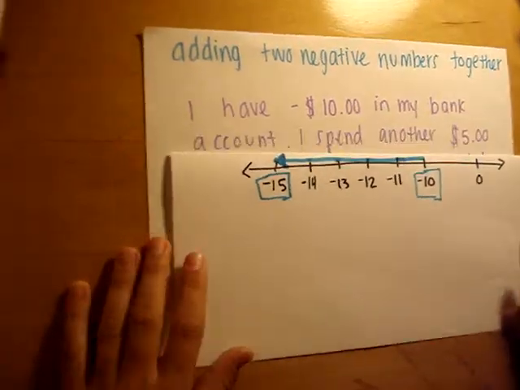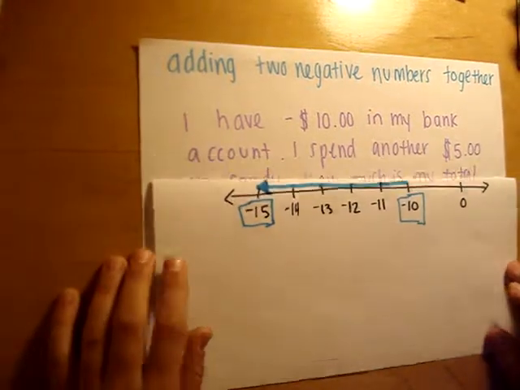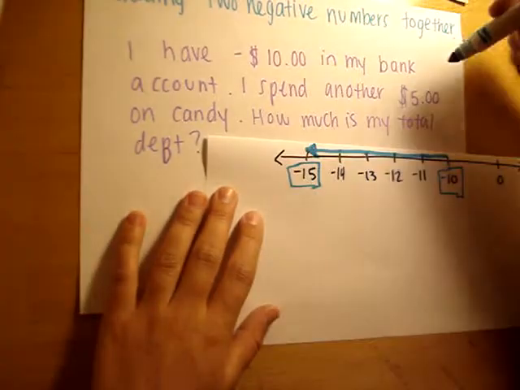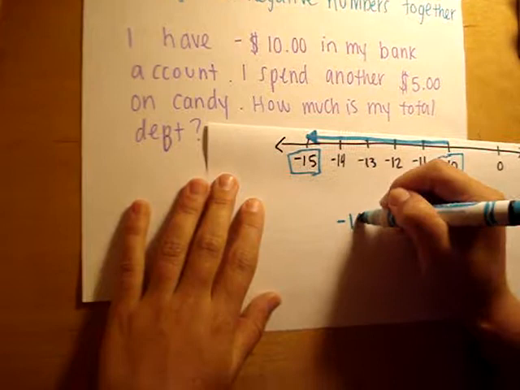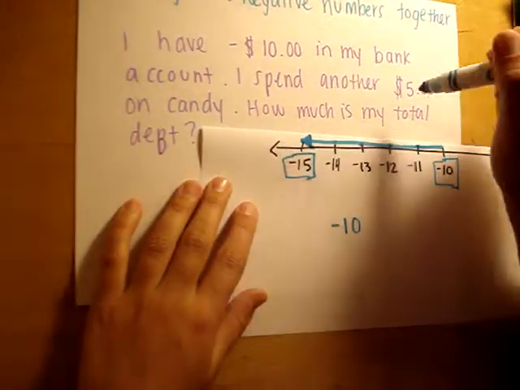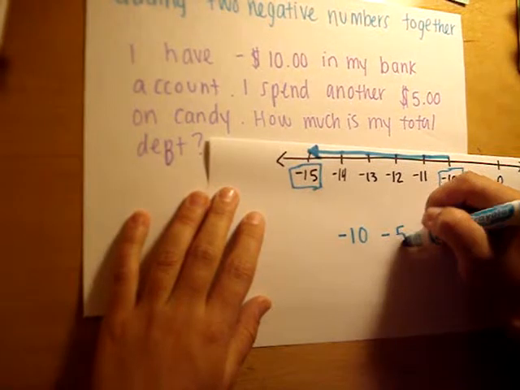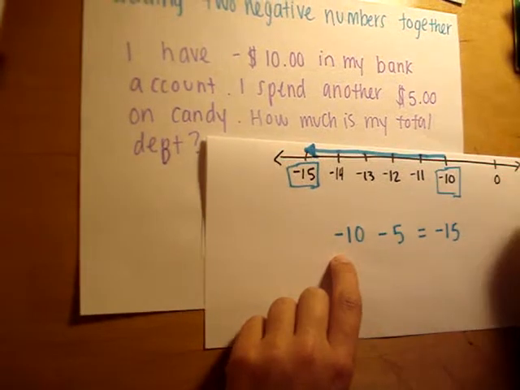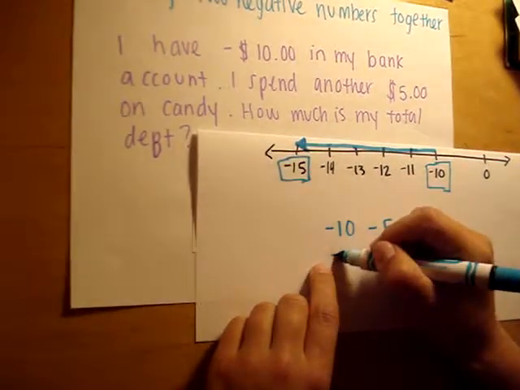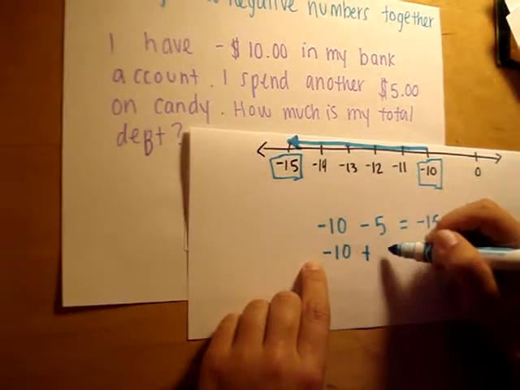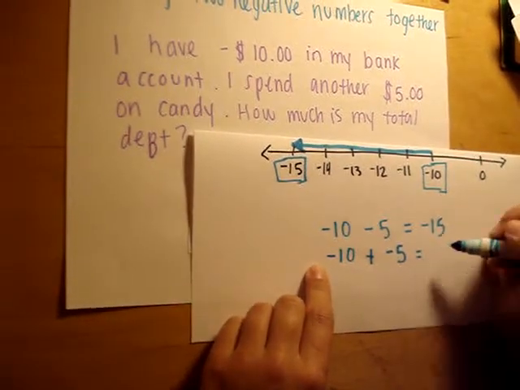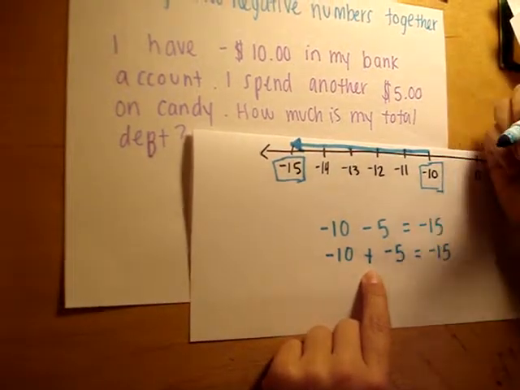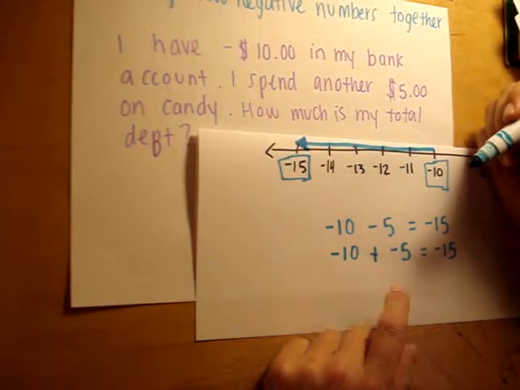Another way to represent this, if say you're doing it on a test and you don't want to use the number line, is you can just simply add them together. So if you have -$10 and then you're spending another $5, so you're subtracting $5, this is also equal to -15. A way I like to write it to make it look a little less confusing is putting -10 plus -5, and you come out with still -15. I like putting a positive in because it makes it look a little nicer, and it kind of helps me understand it more.